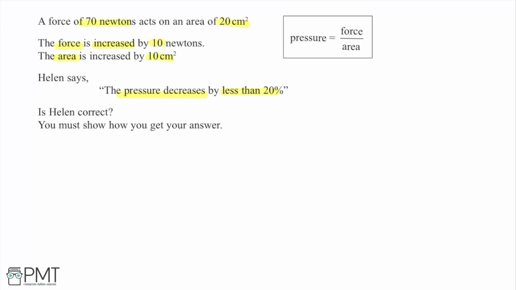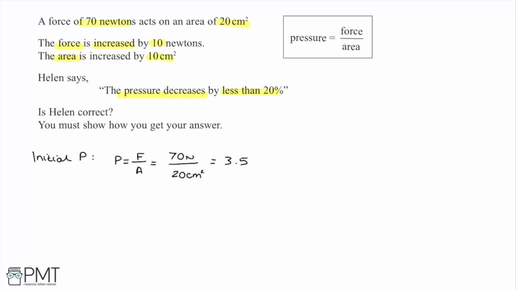So if I start by working out the initial pressure, pressure is equal to force divided by area, then we have the initial force, which is 70 newtons, and the initial area, which is 20 centimetres squared, and that gives us an answer of 3.5 newtons per centimetre squared. But because we're just doing this comparison, we don't really need to work with the units, because they're both going to be the same.